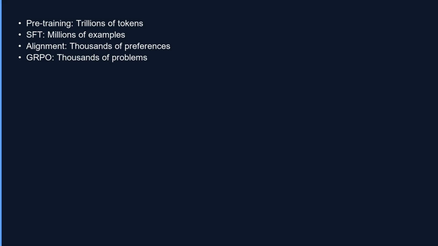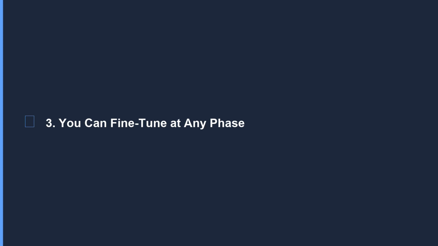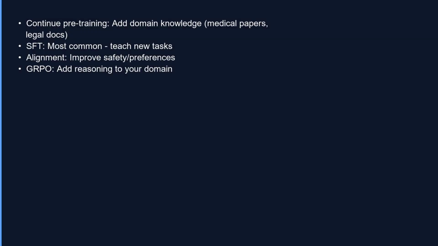Pre-training, trillions of tokens. SFT, millions of examples. Alignment, thousands of preferences. GRPO, thousands of problems. Continue pre-training: add domain knowledge, medical papers, legal docs. SFT is most common, teach new tasks. Alignment: improve safety, show preferences. GRPO: add reasoning to your domain.